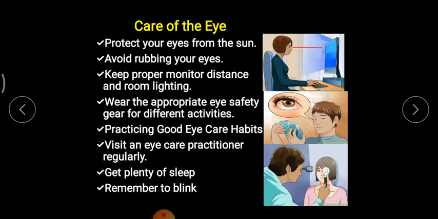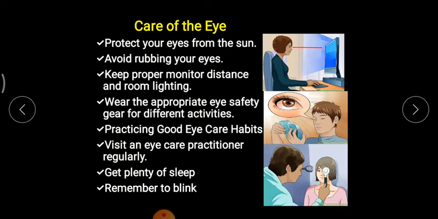Keep proper monitor distance and room lighting. Whatever activities you are doing, you should make sure that there is proper light in your room. You should not force your eyes to see in dim light, and there should also not be very high intensity of light in your room. Again, it will hamper your eyes. So proper light should be there. Neither should it be very high, nor very dim. So there should be proper light in your room, and a proper monitor distance should be there.